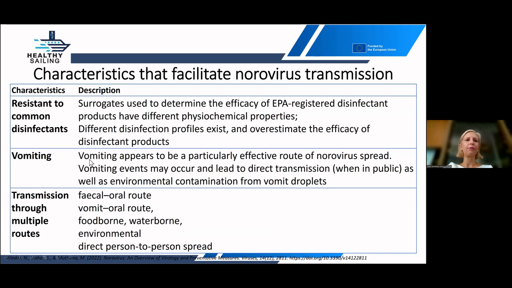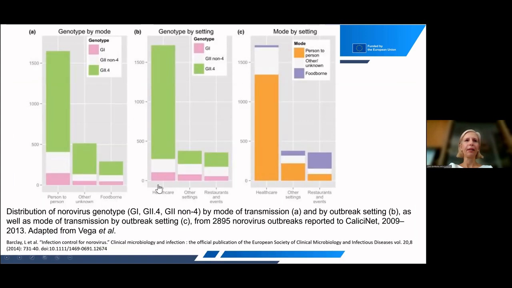Norovirus can also be spread by vomiting, which can be a particularly effective route of norovirus spread. And we have multiple modes of transmission. It can be spread through the fecal-oral route, vomit-oral route, foodborne, waterborne, environmental, and direct person-to-person spread.